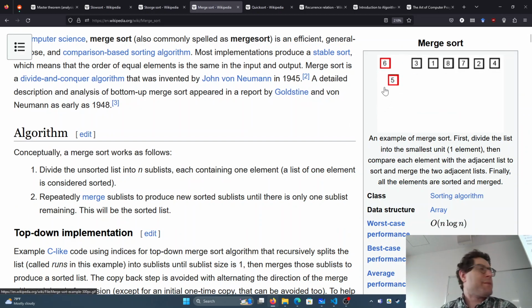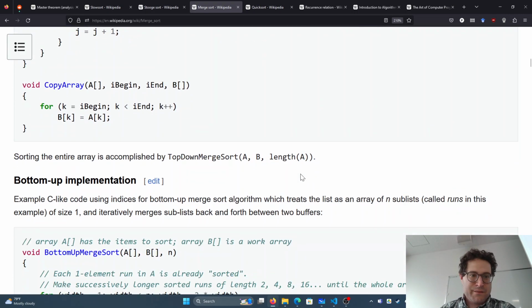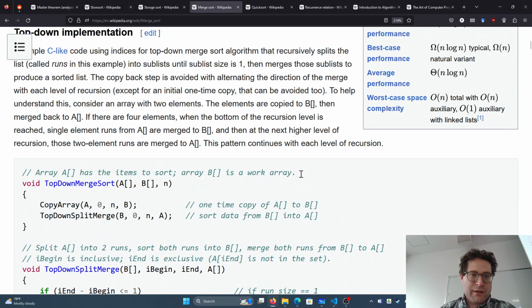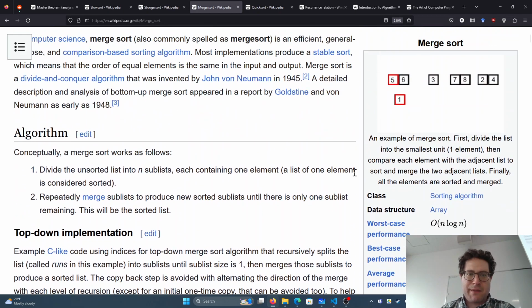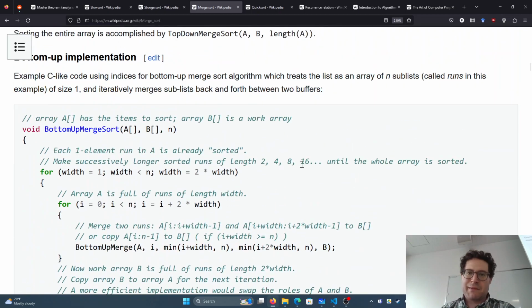It's fairly straightforward. By the way, Wikipedia is like the best when it comes to sorting algorithms. It really is, because it has all these wonderful animations. And as we can see here, the worst case is always n log n. There are ways to make it a bit more efficient, but bottom up versus top down doesn't really matter.